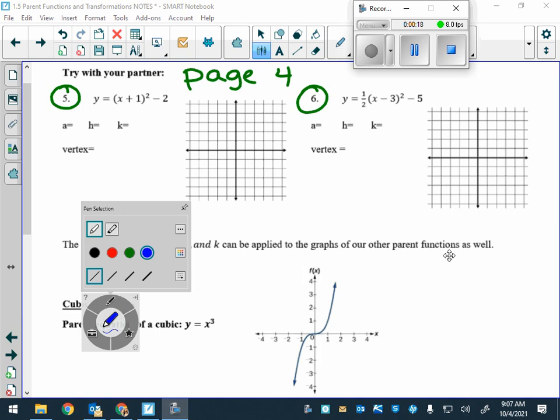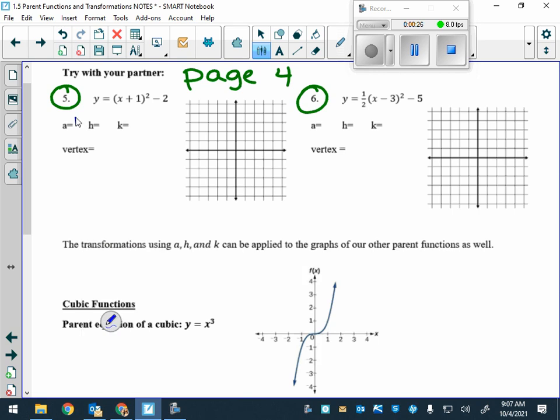So, for 5, what is our a value? Eleanor. Good. What is our h? Campbell. -1. Good. It's the opposite of what you see. What is our k value? Yeah, Noel. -2. So therefore, what's our vertex? Yeah, Eliza. -1, -2.